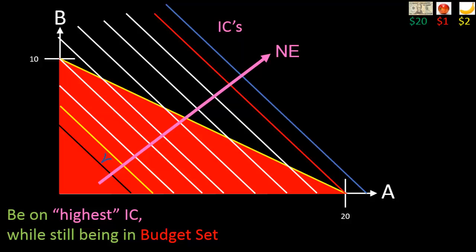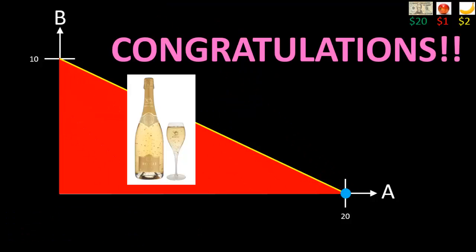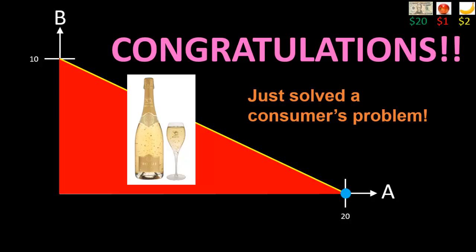In particular, the bundle he's going to choose to consume is the blue bundle. The reason is that this particular bundle is the bundle in the budget set which is on the indifference curve that is furthest to the northeast. There is no other bundle within the budget set, that's the red shaded area, which is on an indifference curve that's further to the northeast. At this point, you should pop out the champagne and congratulate yourself, because you've just solved your first consumer's problem.